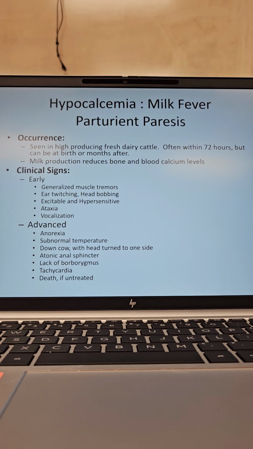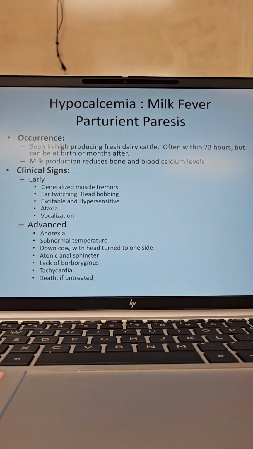You require calcium for your muscles to move. You require calcium for your heart to pump. Muscles need calcium to do their thing. It is part of the chemical process that creates muscle movement. Without it, you'll become paralyzed, stiff. Your heart rate will drop. It's often within 72 hours, but can be at birth or months later, depending on the diet. But most often within that first 72 hours.